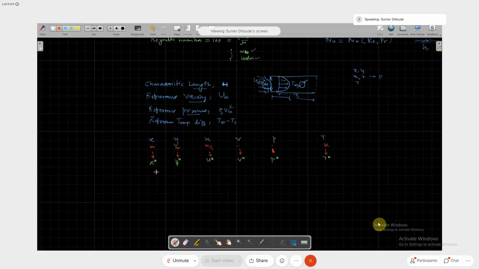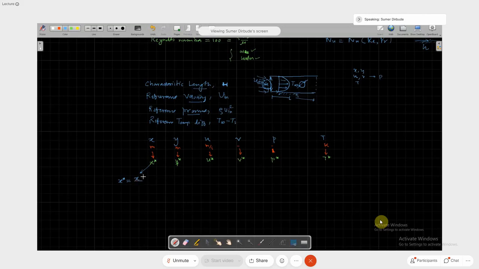Okay, X star is having no unit. Now how I can make X star unitless? So to get X star unitless, I have X, and now I want to convert this X into some X star. So how I can change meter? I cut meter from this X meter. So for that, you have this characteristic length coming into picture.